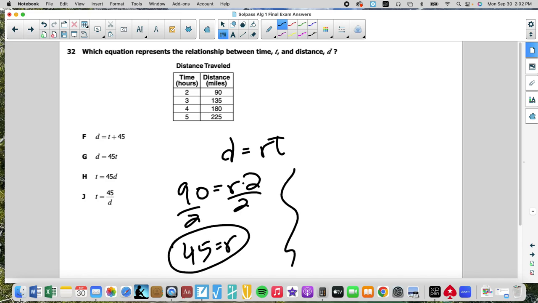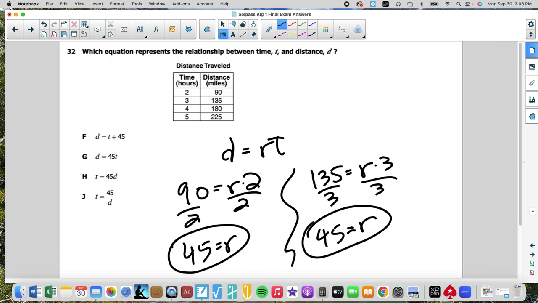And let's test another one. 135 equals r times 3. Divide by 3. And we get 45 equals r. So that's my constant. So my formula is D equals 45T. And so, yeah, there we go, G. That's sort of a direct relationship. I don't know, I maybe got a little lucky, but I'm writing an equation for data, and I would assume that it's a linear equation.